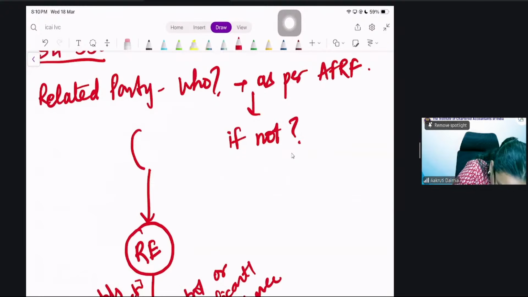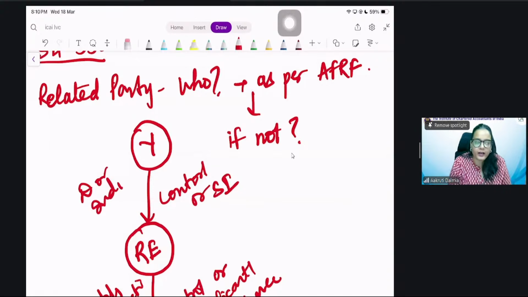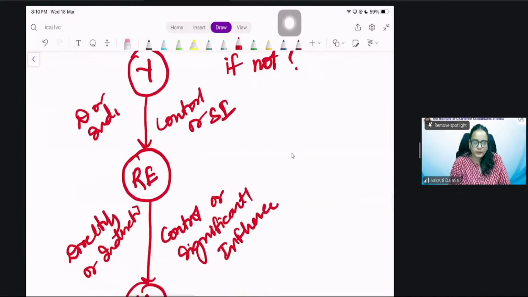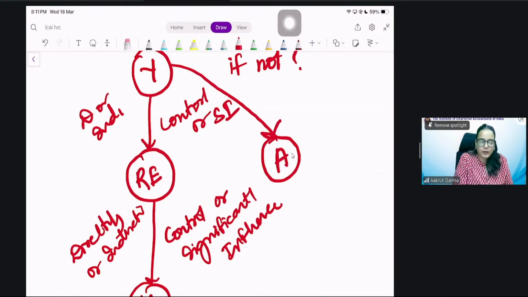So if some other entity, let's say Y, if Y has control or significant influence directly or indirectly, is Y also a related party? Is Y also a related party? If there is another entity called as A, we both are directly not connected, but we both have same controlling party. Will A also be my related party? If we are controlled by same person, are we related party? Quickly tell me, is A also my related party?